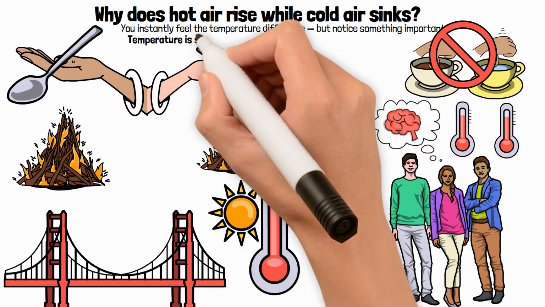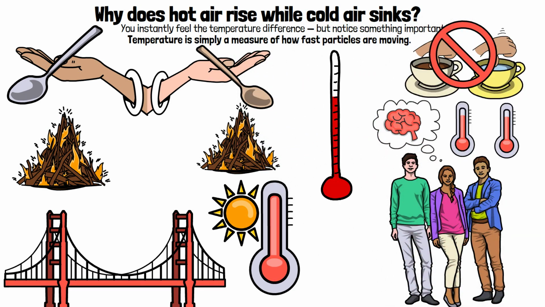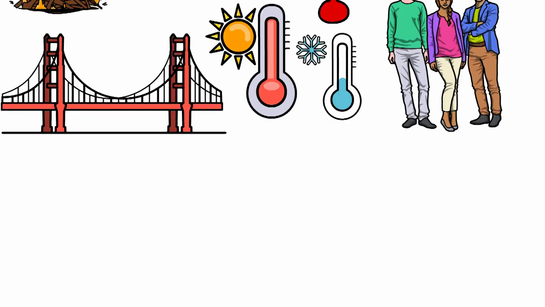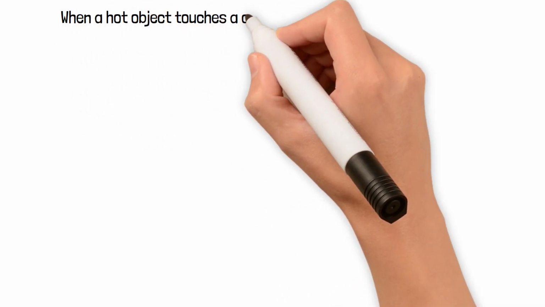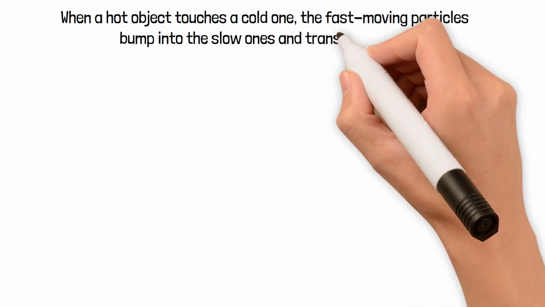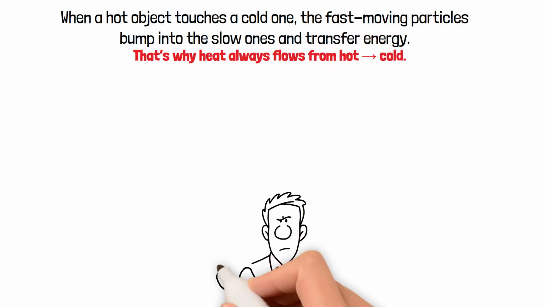Temperature is simply a measure of how fast particles are moving. Hot things have fast-moving particles. Cold things have slow-moving particles. When a hot object touches a cold one, the fast-moving particles bump into the slow ones and transfer energy. That's why heat always flows from hot to cold, never the opposite.